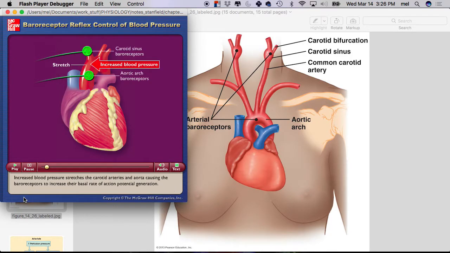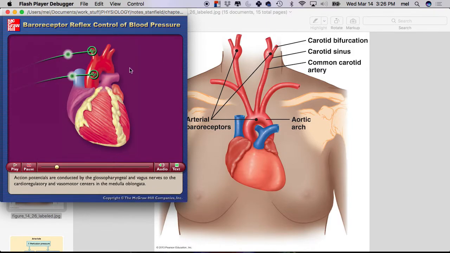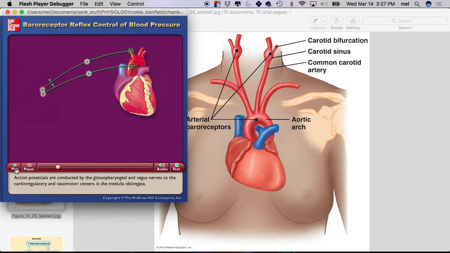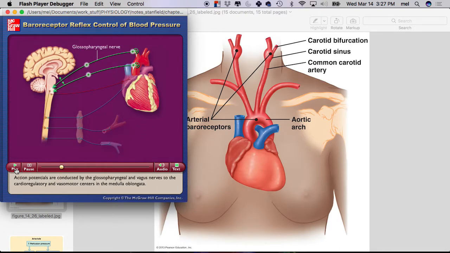Blood pressure stretches the carotid arteries and aorta, causing the baroreceptors to increase their basal rate of action potential generation. Let's just acknowledge that that is not the carotid sinus. As an anatomy person, I'm like, that's the brachiocephalic artery. Okay, there you go. Action potentials are conducted by the glossopharyngeal and vagus nerves to the cardioregulatory and vasomotor centers in the medulla oblongata. You don't have to know the name of any of those nerves. It's basically just sensory information, high pressure, to the medulla oblongata. And now let's see what happens.